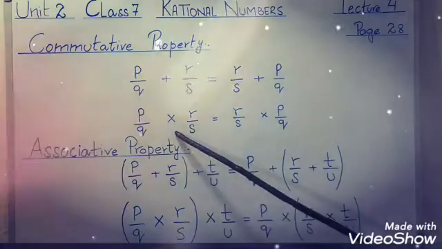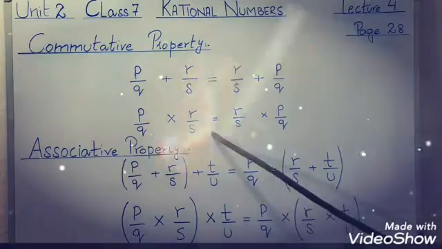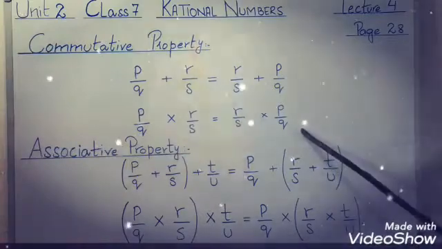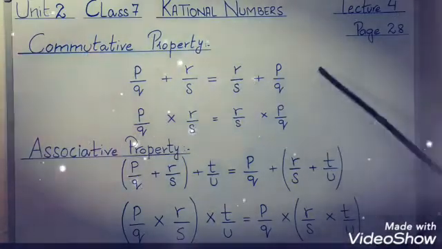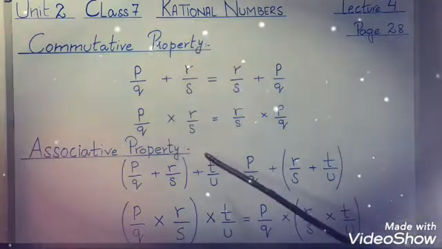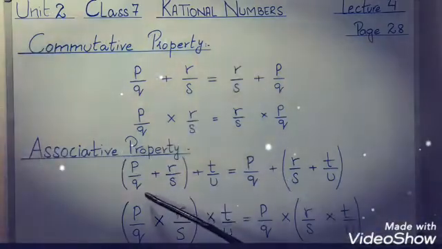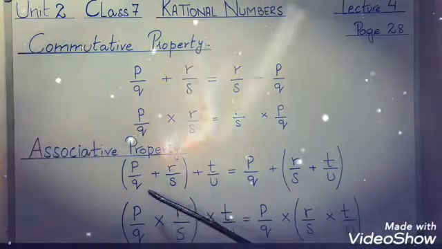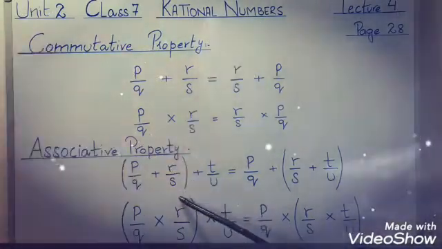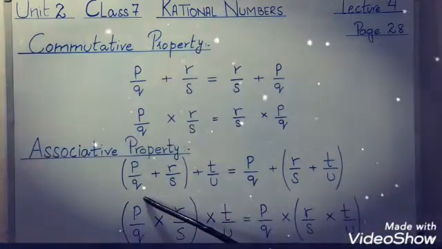According to the commutative property of multiplication, for any two rational numbers, they multiply with each other and the answer is here. So, these two are commutative property with two different operations. Right? Now, next, associative property. Again, consider that P by Q, R by S and T by U are three rational numbers.